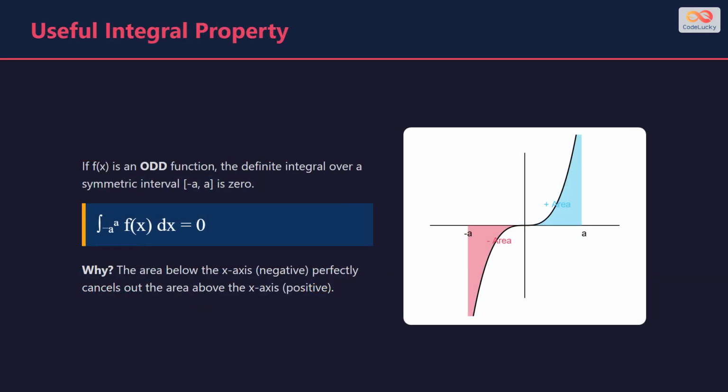In calculus, symmetry can save you work. If you are integrating an odd function over a symmetric interval from -a to +a, the answer is always 0. The negative area below the axis cancels out the positive area above it.